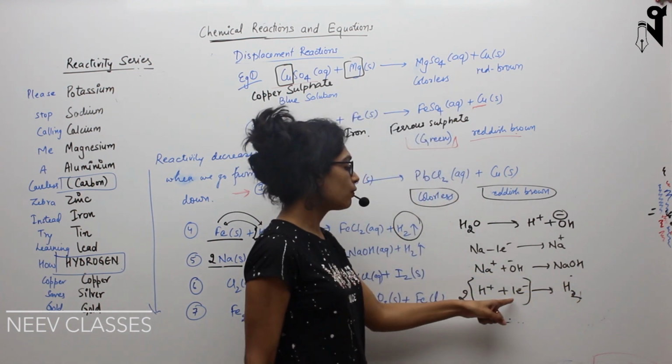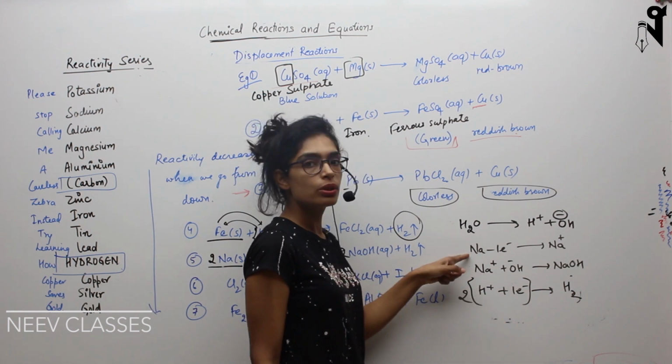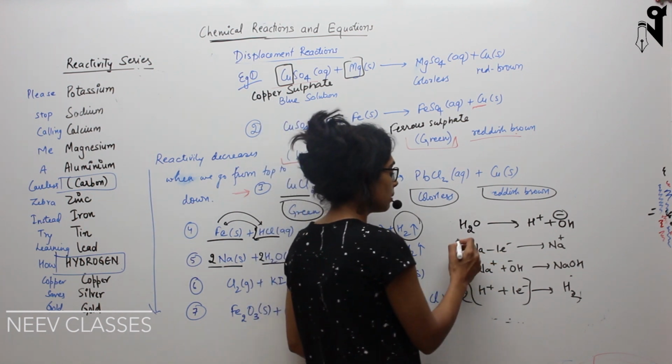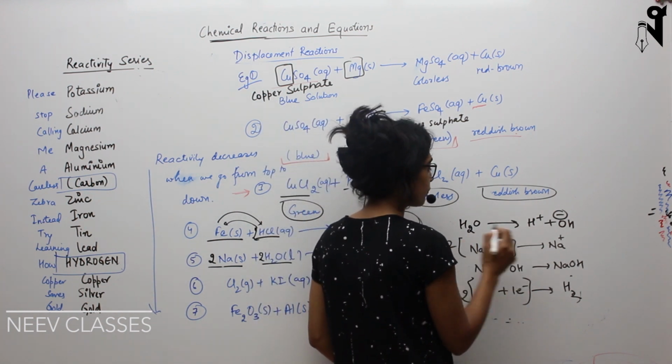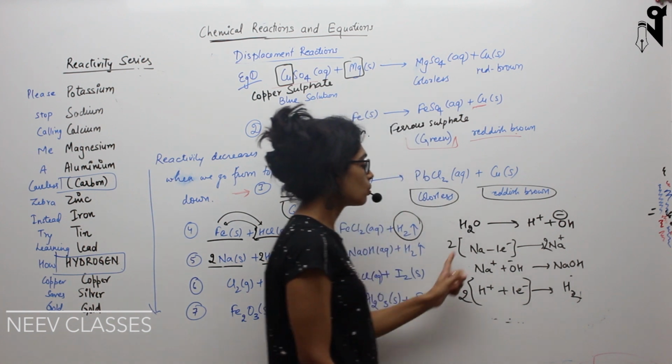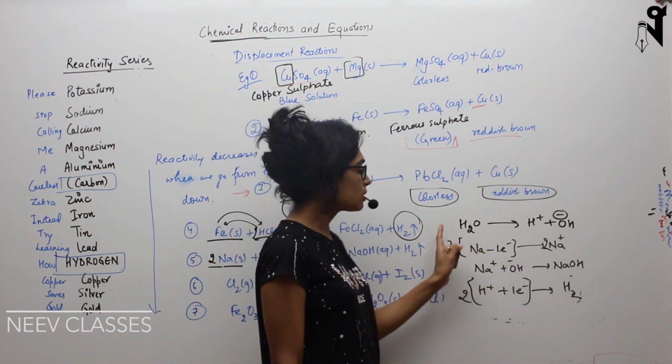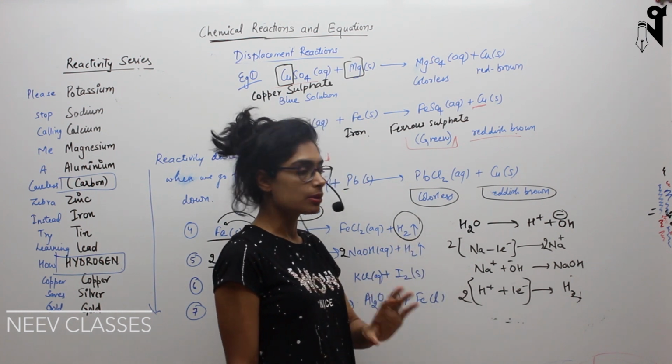But in that case, that means I have got 2 electrons, but sodium has released only 1. That means I will have to balance the sodium and the electrons also. So I'll multiply this whole thing with 2. Now sodium is also balanced. 2 electrons it has released, it has gained 2 electrons and formed H2. I've just multiplied from outside so that it doesn't become very clumsy.